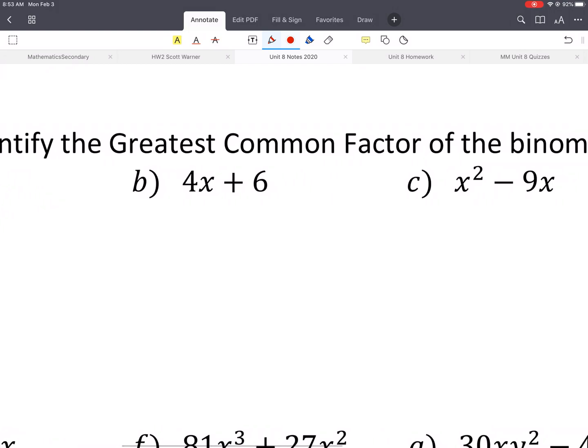All right, so you try and do B. Pause and try that. Looking at that, you could do the same thing, 1 and 4, 2 and 2. Here you could do 1 and 6 and 2 and 3. Greatest common factor would be 2. And then for the x's, there's no x to be taken on the right term, so this would be our greatest common factor. All right. And you don't need to write this, but I would recommend doing it if you have any doubt of if you have the actual greatest common factor.